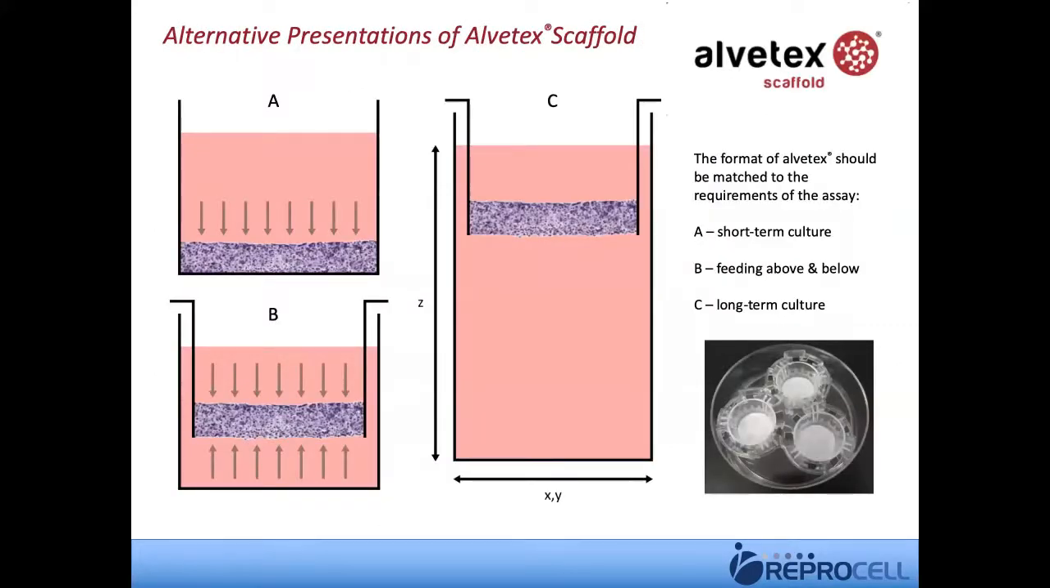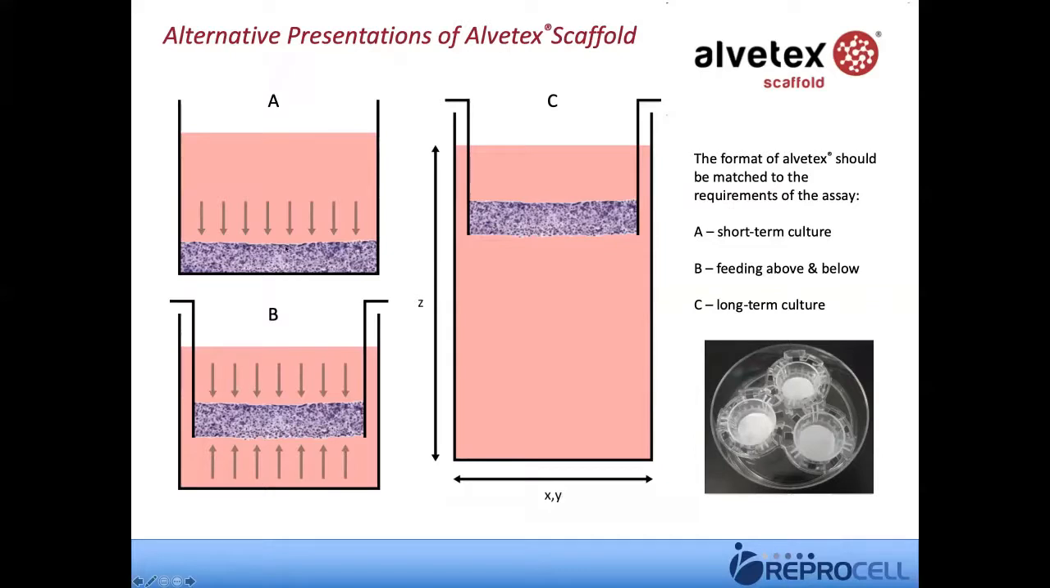The presentation of the scaffold material is also important. And that's why we offer different product formats. So if we consider scenario A, we see here the scaffold full of cells being located in the bottom of a well, of a multi-well plate. So in this situation, the cells receive nutrition from the medium above only.